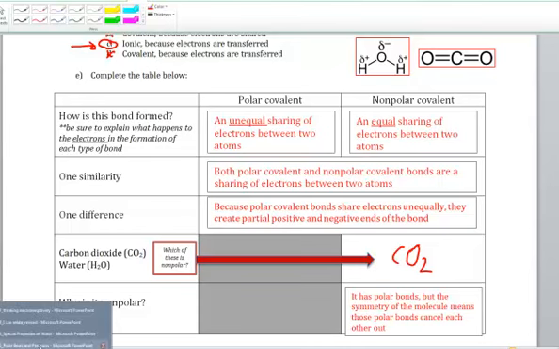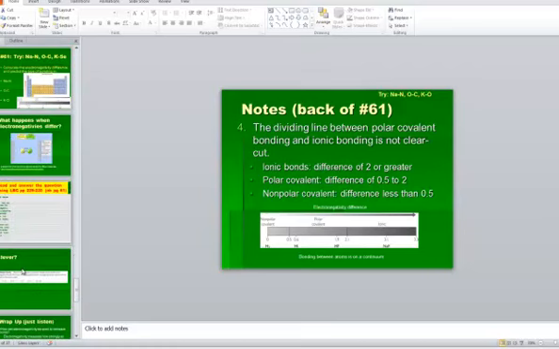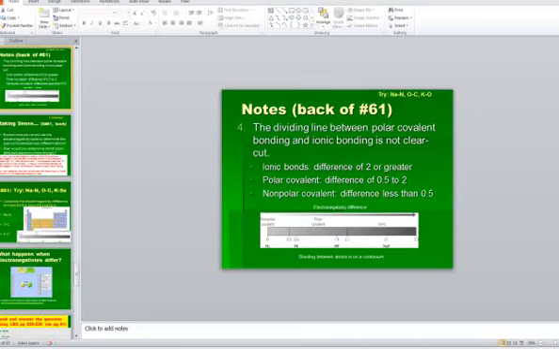The way we tell, and this should be on your cheat sheet and on your outline. Let's see. Sorry about that. It's on this one.